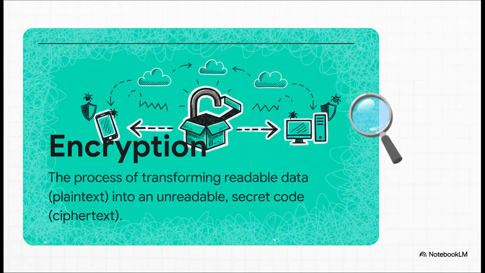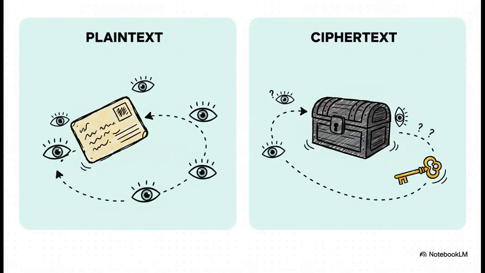Okay, so at its heart, encryption is just a transformation. It takes regular readable info, we call that plaintext, and it uses a special key to scramble it into complete, unreadable gibberish. That gibberish, we call it ciphertext. And the magic part is, only someone with the right key can unscramble it and turn it back into something that makes sense. Think of it like this, because this makes it crystal clear.